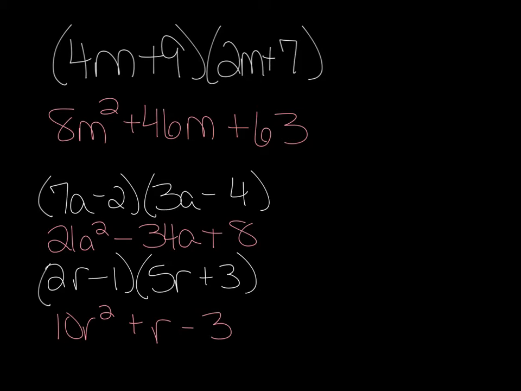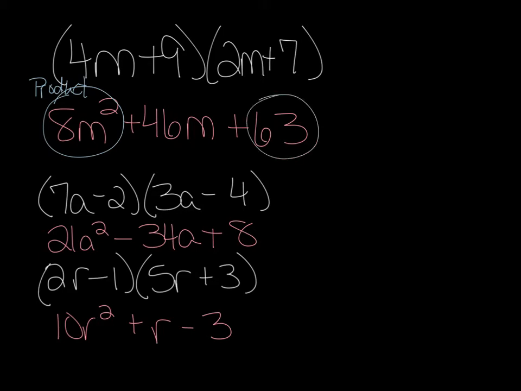Okay, a couple of things to notice. First term is always a product. In this case, 4m times 2m gives us the 8m squared. 7a times 3a, 21a squared. 2r times 5r, 10r squared. The first term is always a product.